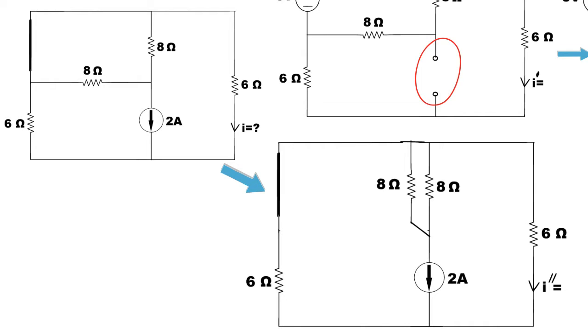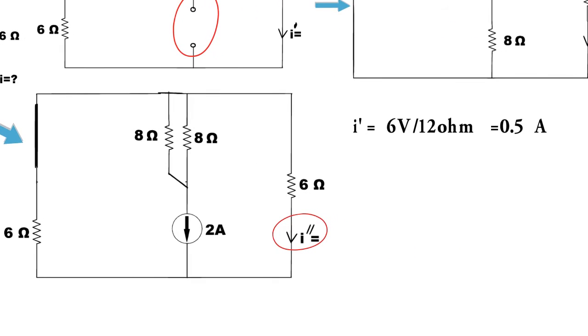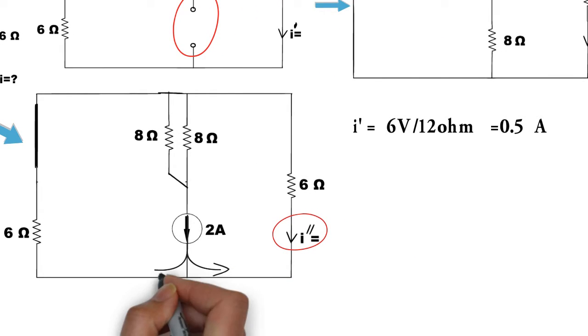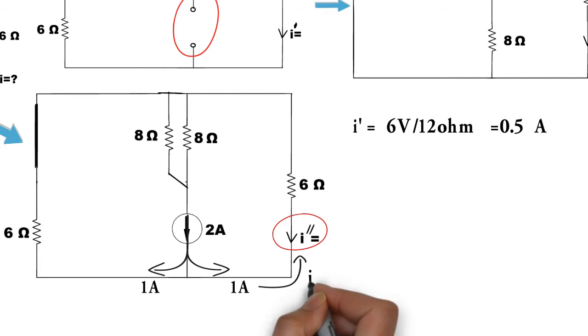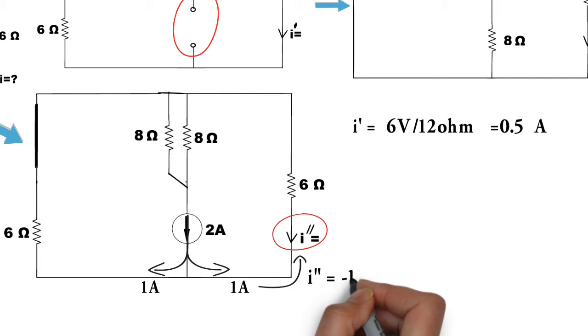If we calculate the current through the 6 ohm resistor and call it I double dashed, then by applying the current division rule, we see here that the 2 ampere current will divide equally in both the 6 ohm resistors. So the value of current through the 6 ohm resistor will be 1 ampere and the direction will be opposite to that of I double dashed. So the value of I double dashed will be minus 1 ampere.